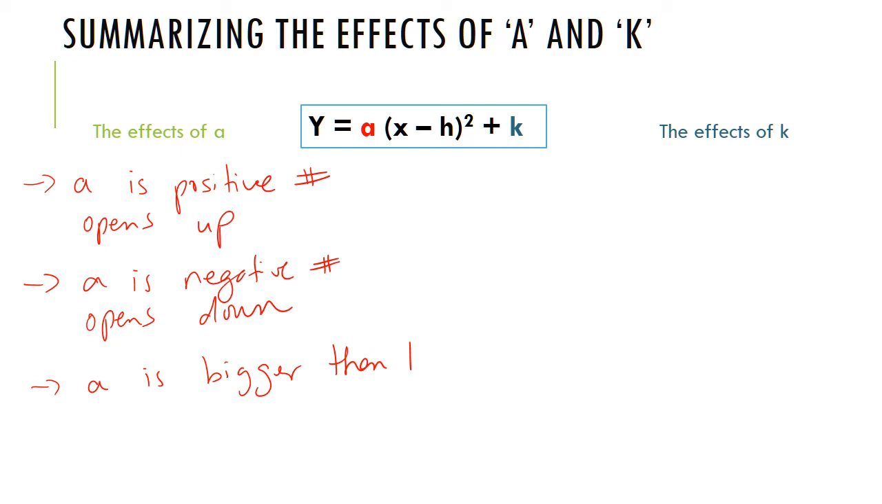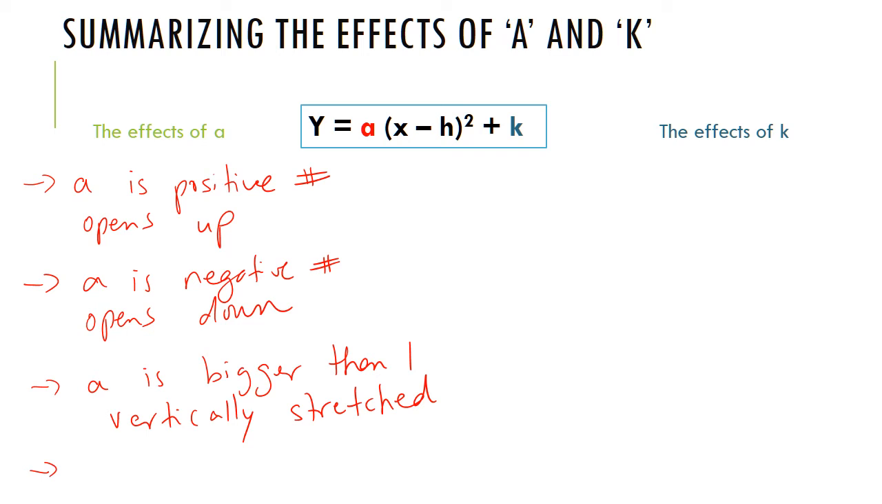Now you're going to get a word bank on your test, so I'm going to give you the official math language for this. So when A is bigger than 1, you say vertically stretched, which means the same thing as making it more narrow.